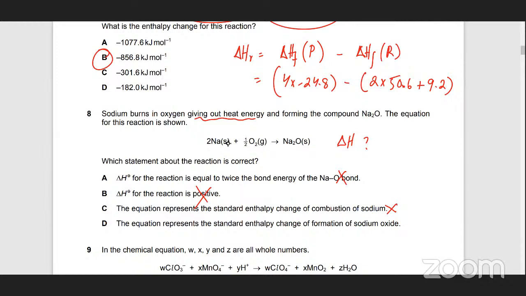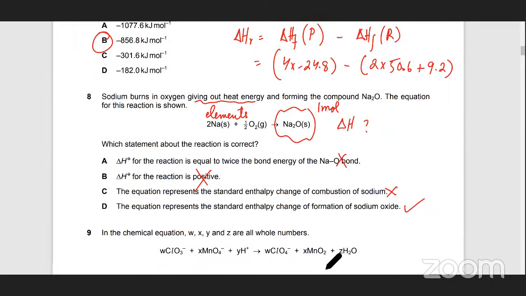Not this one. The last one says the equation represents the standard enthalpy change of formation of sodium oxide, and that's true. 1 mole of sodium oxide is formed from its elements, and the elements are in their standard states. So 1 mole of the substance is getting formed, hence it's the enthalpy of formation.